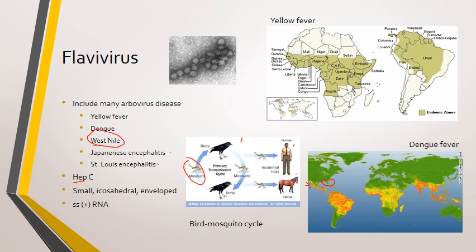The flaviviruses are actually a very significant viral family because it includes yellow fever. Yellow fever caused one of the greatest plagues in history. At the turn of the 1900s, during the construction of the Panama Canal, thousands of workers died from yellow fever.